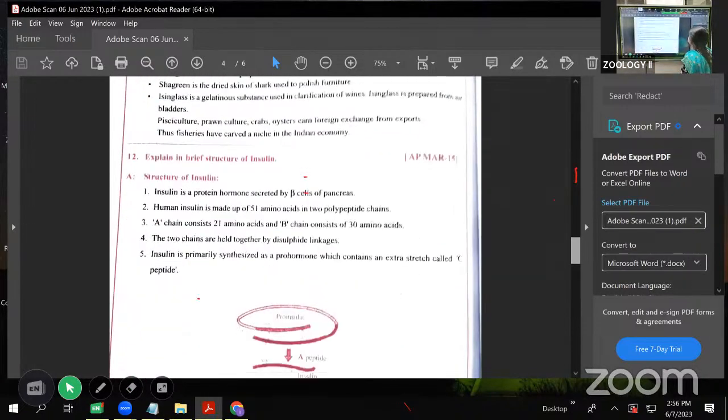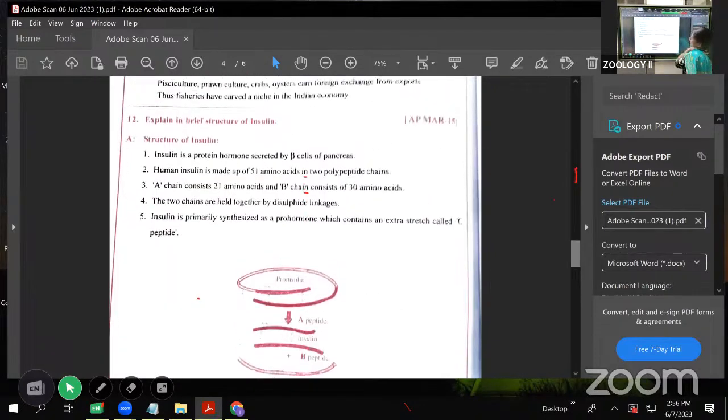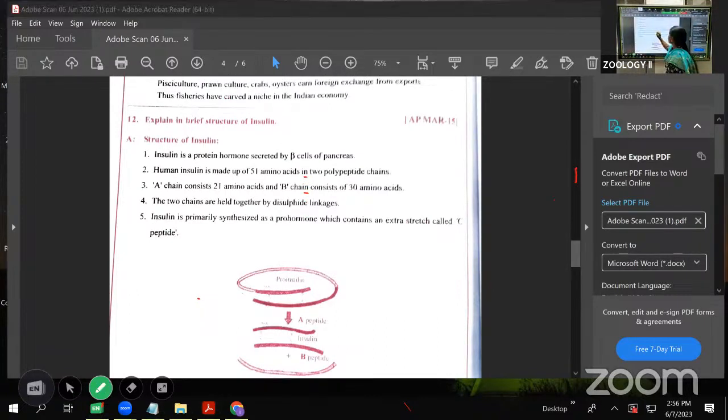Next, the insulin structure we discussed. In insulin, mainly the polypeptide chains are there. The two main polypeptide chains are there. How many amino acids are there? 51 amino acids are there. One chain has 21 amino acids. Another chain has 30 amino acids.